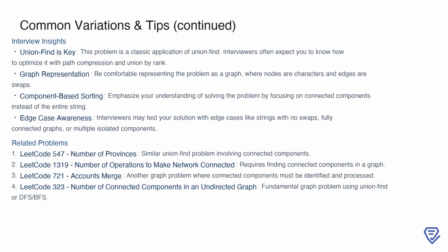Beyond this specific problem, it's helpful to recognize related problems that also involve union find or graph traversal. Examples include LeetCode 547, which involves identifying connected provinces, LeetCode 1319, which examines network connectivity, LeetCode 721 for merging accounts, and LeetCode 323, a fundamental problem on counting connected components in an undirected graph.